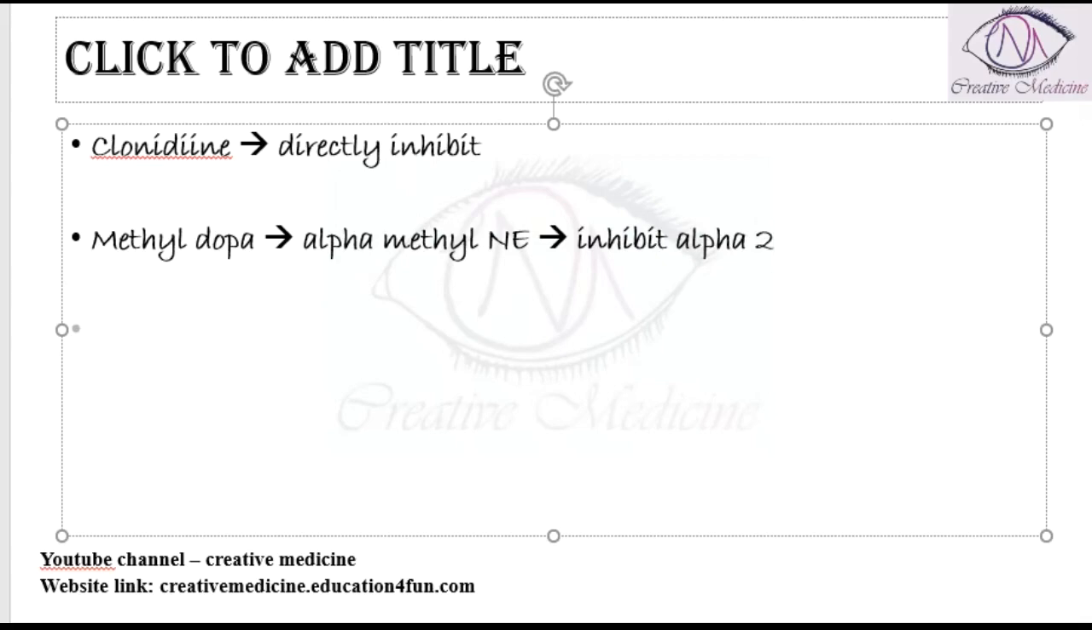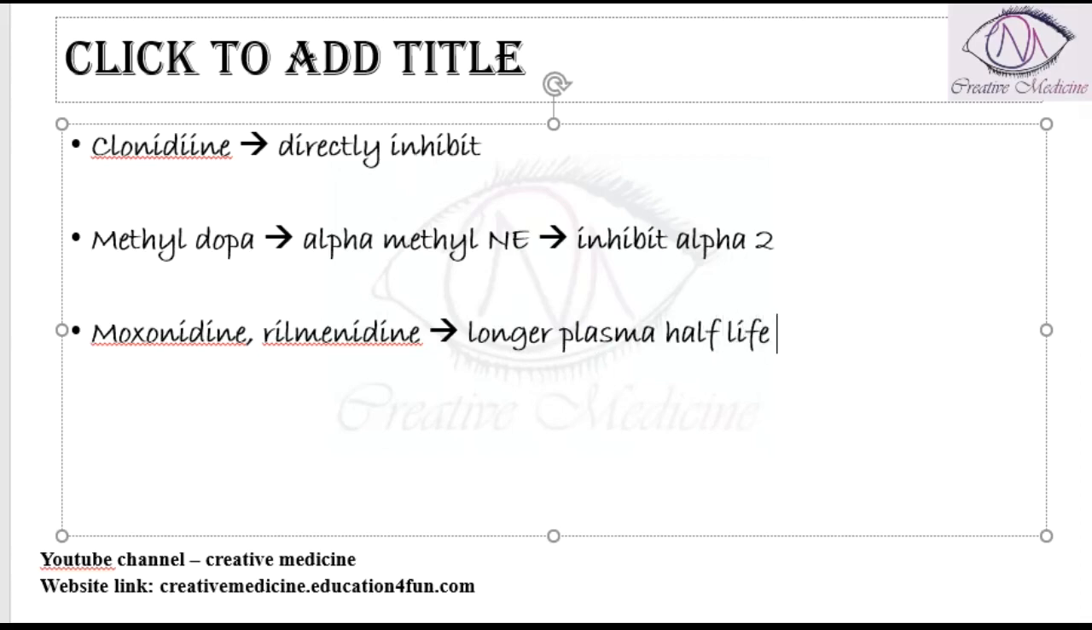Then we also have newer drugs like moxonidine and rilmenidine. Moxonidine and rilmenidine are actually the newer congeners of clonidine. These mainly have a longer plasma half life, and they are mainly selective for imidazoline receptors rather than alpha 2 receptors. Rebound hypertension is much less frequent with these drugs.